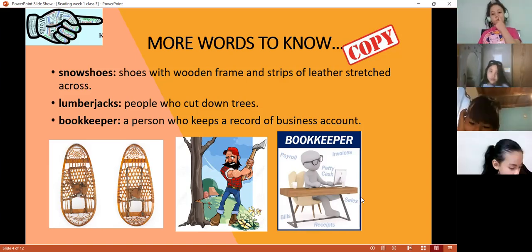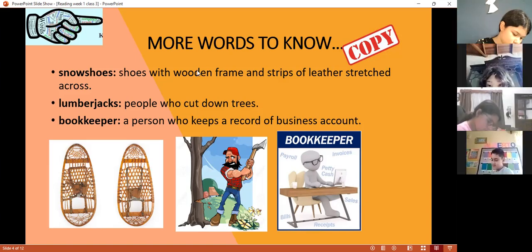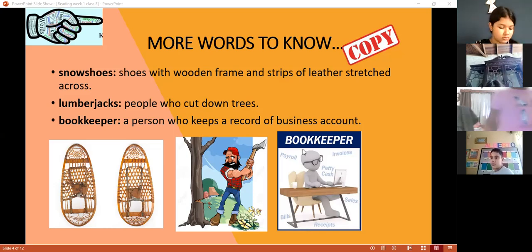What is the title, Miss? The title. What is the title, class? Marvin of the Great Northwoods. Reading Vocabulary. We have the vocabulary of the story that is Marvin of the Great Northwoods, right? Vocabulary grade 1.